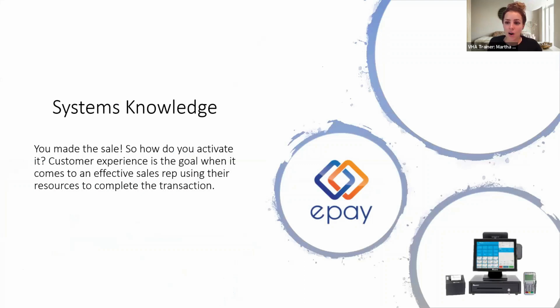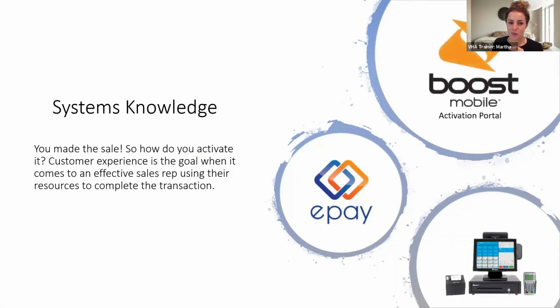So there are 3 different systems that are combined into one. So you have your Boost Mobile activation portal. You have your ePay system, and then you have this register down here that is Boost Elevate. These are all connected into one system. So you do your activations, your payments, and all of your transactions, your accessory sales. You are all going to do that through one system.